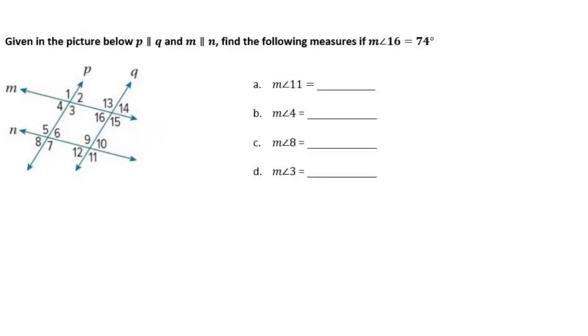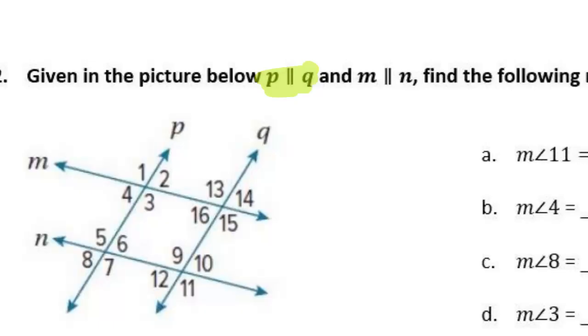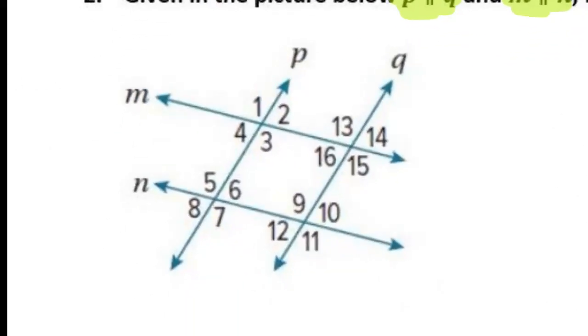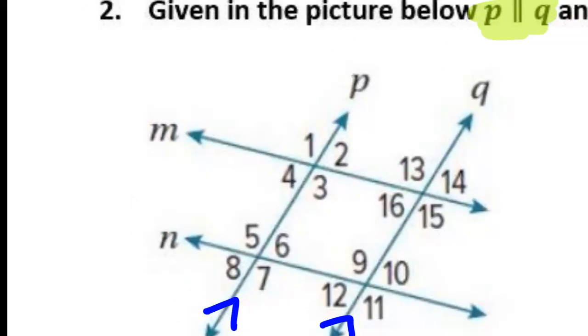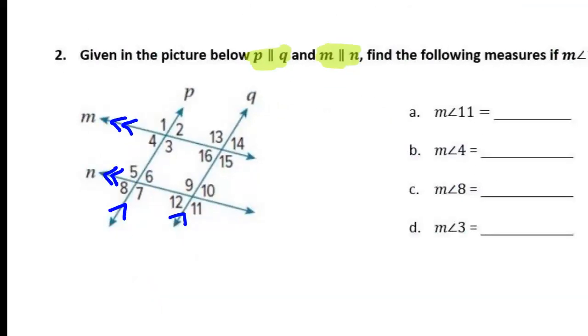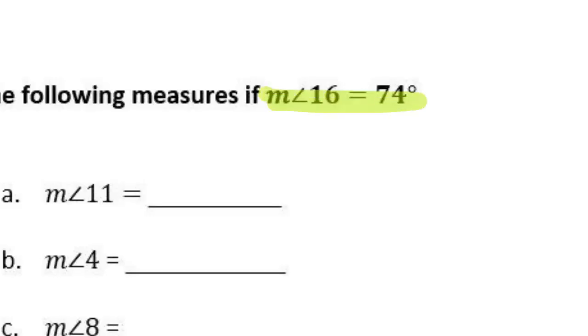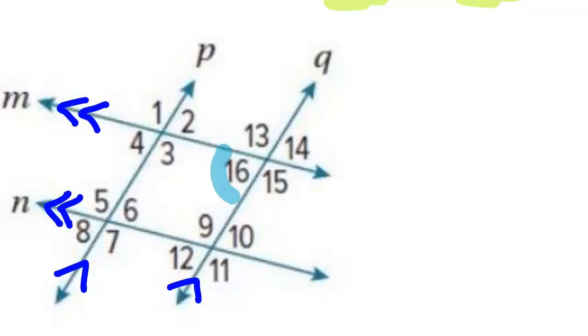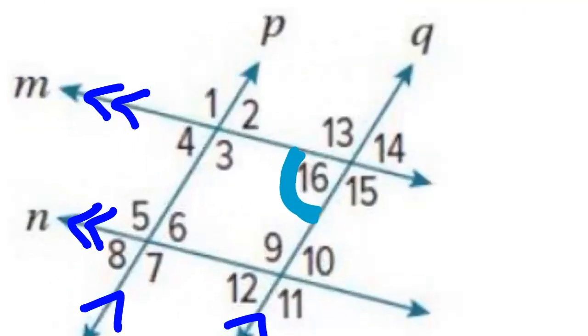All right. So we know that line P is parallel to line Q, and line M is parallel to line N. You're welcome. So these 2 are parallel, and these 2 are parallel. We also know that angle 16 is 74 degrees. Angle 16 is right here. That angle is 74 degrees.